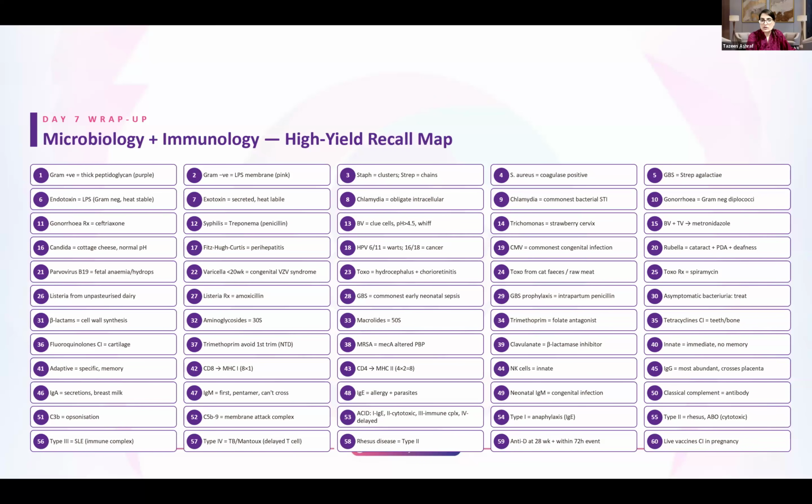Type 2 are rhesus. Okay, type 3 are immune complex mediated. Type 4 are basically the reactions which are tuberculosis, Mantoux test. RH disease is basically type 2. Anti-D is given at 28 weeks and within 72 hours of an event. Live vaccines which are contraindicated in pregnancy can be BCG, oral polio vaccine, live influenza vaccine, MMR, measles, mumps, rubella. So these all are basically live vaccines which are there.